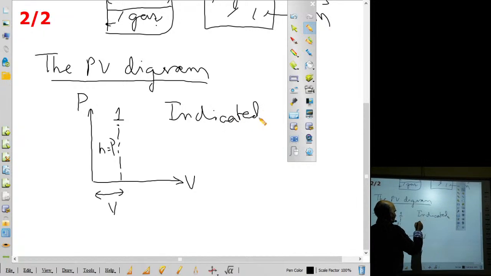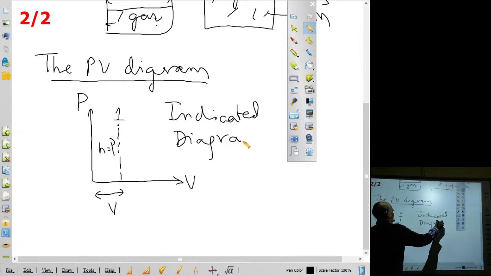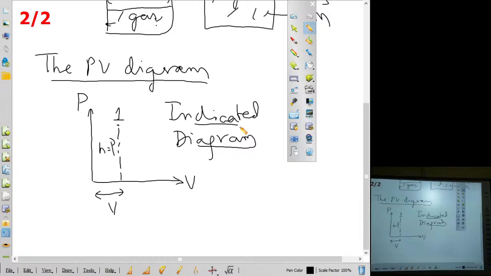Indicator diagram, because it indicates all the fundamental properties of the gas. Every point in this diagram, different points, will all tell us the different state of the gas: pressure, volume, temperature, how much. So the state is known. That is why the point is called the state point of the gas.